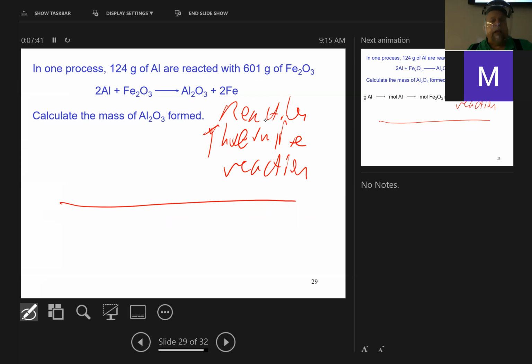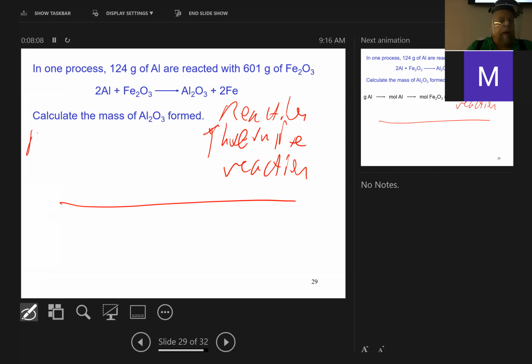And basically, aluminum is reacted with 601 grams of iron oxide. According to that, calculate the mass of the aluminum oxide formed. So what would be the first thing you do? This is already balanced for you. So what's the first thing you do? Look for the molar mass of what?